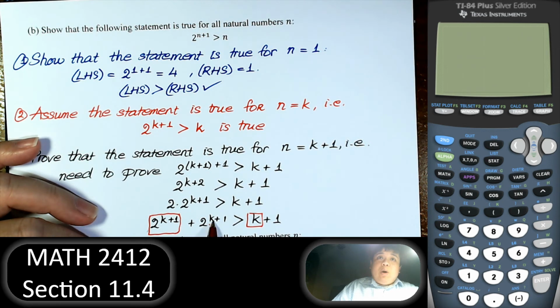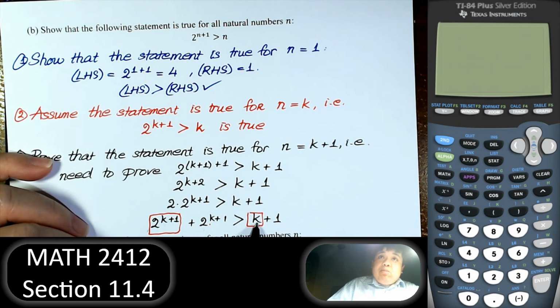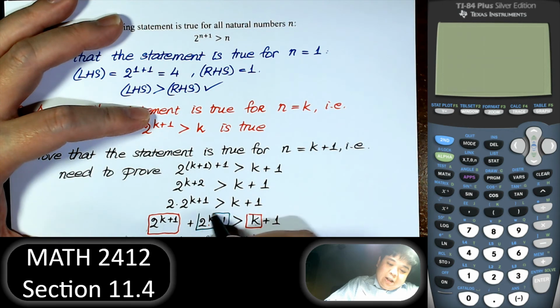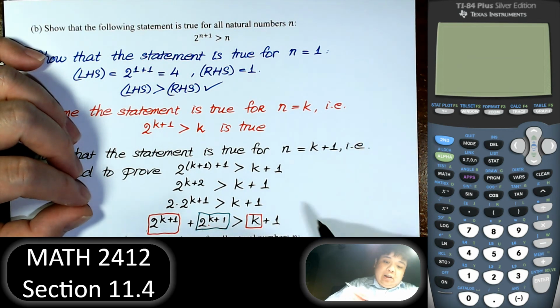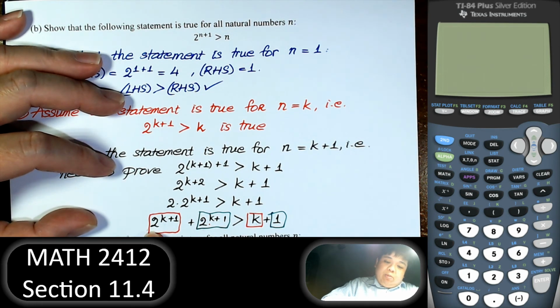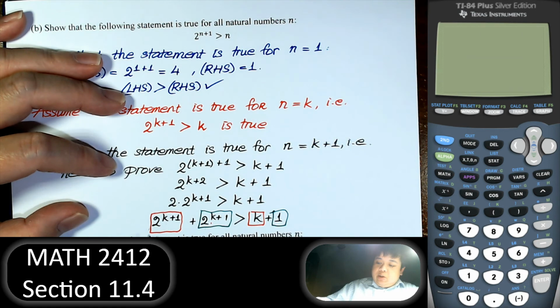2 to the k plus 1 is greater than k, and k is greater than 1. So since this one greater than k, this one greater than 1. So we have this one greater than k because of the assumption is true. And we have this one also greater than k, but k is greater than 1. So yes, so this is true. So what we have is that 2 to the k plus 1 greater than k and 2 to the k plus 1 greater than 1. So when we add them, this will be greater than that. So that is the proof.